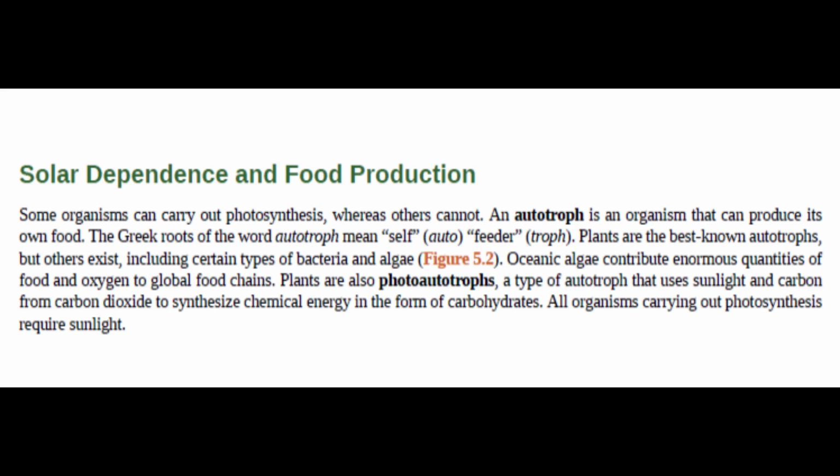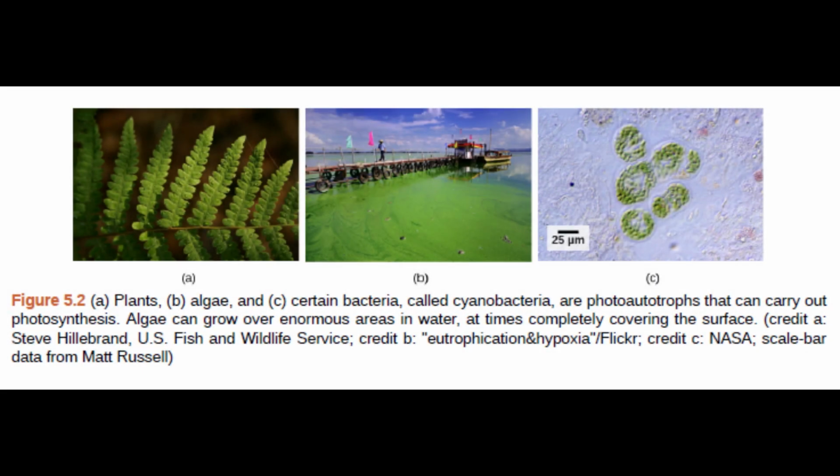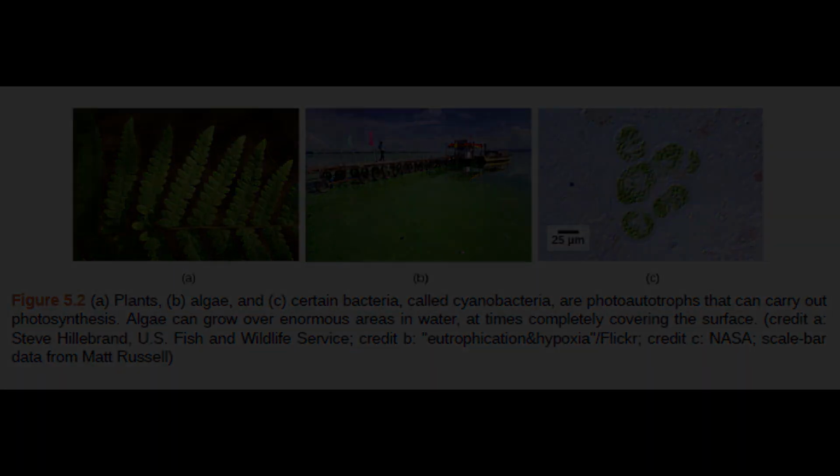Plants are also photoautotrophs, a type of autotroph that uses sunlight and carbon from carbon dioxide to synthesize chemical energy in the form of carbohydrates. All organisms carrying out photosynthesis require sunlight. Figure 5.2. Plants, algae, and certain bacteria, called cyanobacteria, are photoautotrophs that can carry out photosynthesis. Algae can grow over enormous areas in water, at times completely covering the surface.